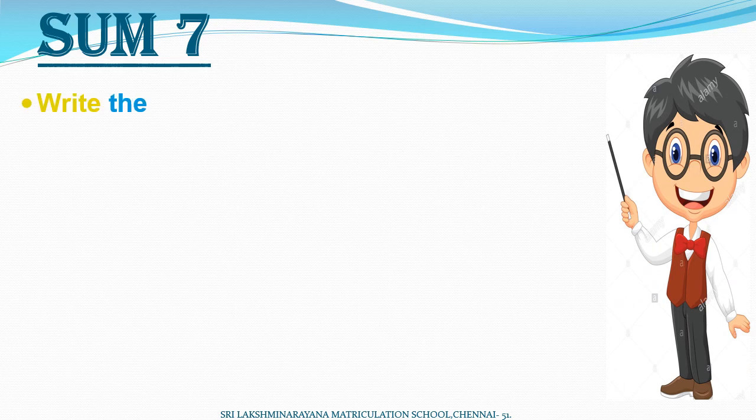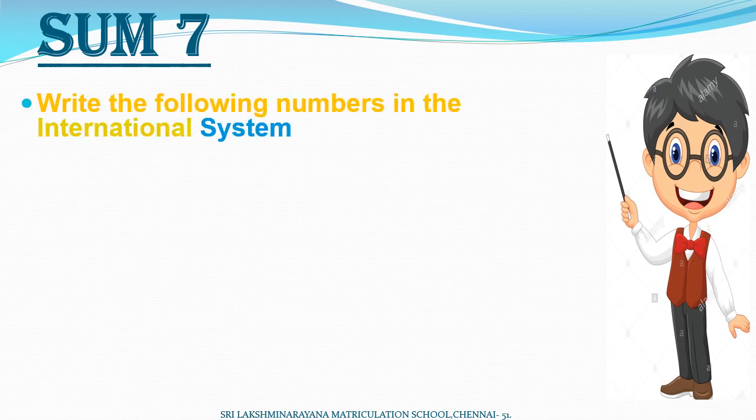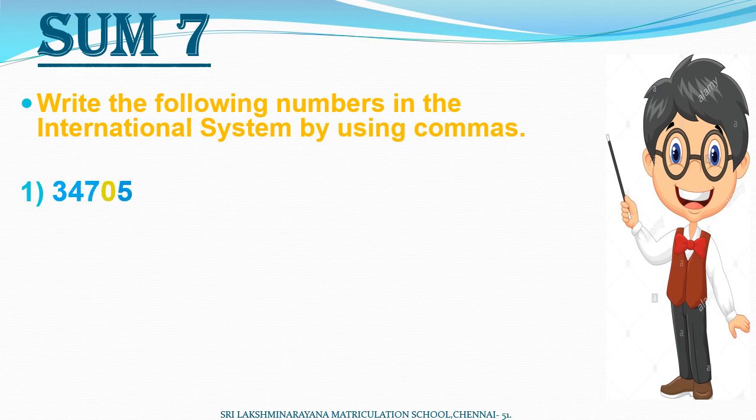Next sum. Write the following place numbers in the international system by using commas. So you just have to write down the number and place the commas. First sum, 3, 4, 7, 0, 5, 6 is the given number. First write down the given digits and from the right corner place the first comma after 3 digits. So we can read this number as 347,056.